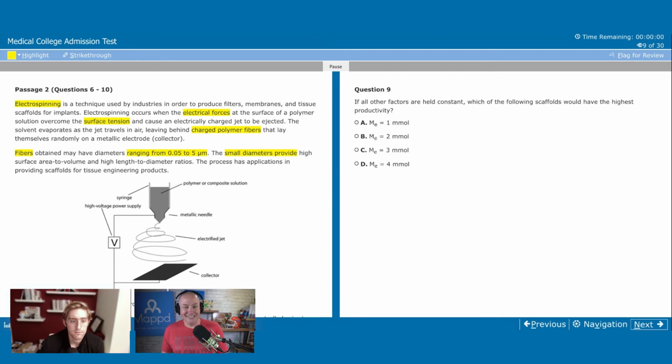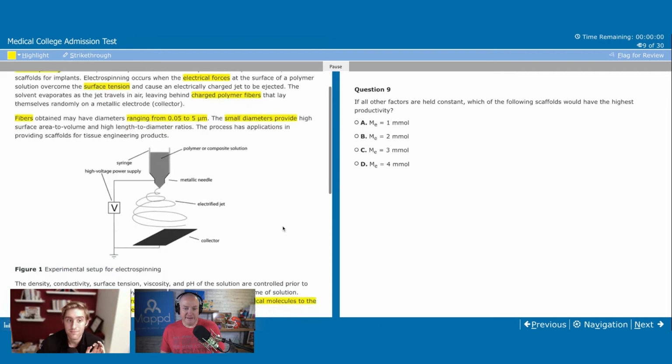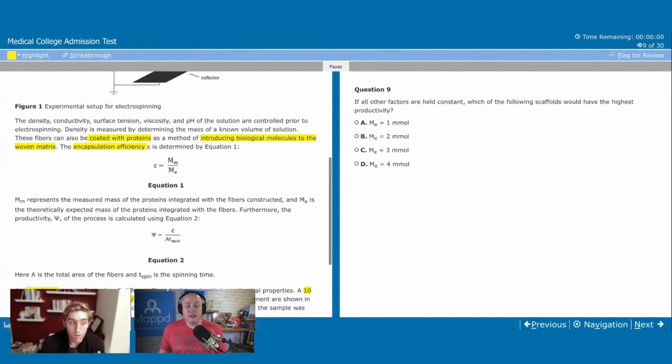If you say so. All right. Question 9. I think it's your turn. If all other factors are held constant, which of the following scaffolds would have the highest productivity? Just go ahead and read the values. So we have A, M sub E is 1 millimole. B, M sub E is 2 millimoles. C, M sub E is 3 millimoles. And D, M sub E is 4 millimoles. So that's 1, 2, 3, 4. Which one is the highest?